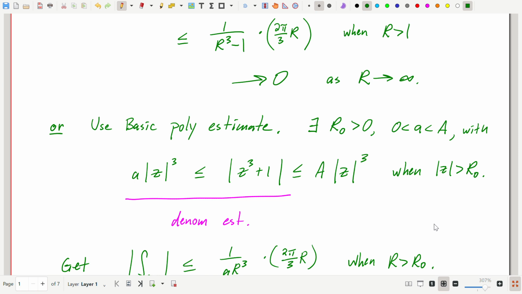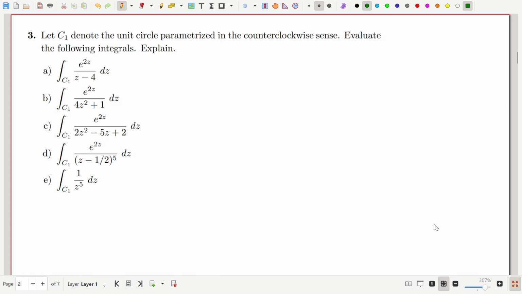Okay. Let's go to the next. I thought this was a good one. This is an old exam question. It looks like it does a lot, but it reviews various concepts, including the Cauchy integral formula and higher order Cauchy integral formula and the residue theorem. So let's see, what about that first one?